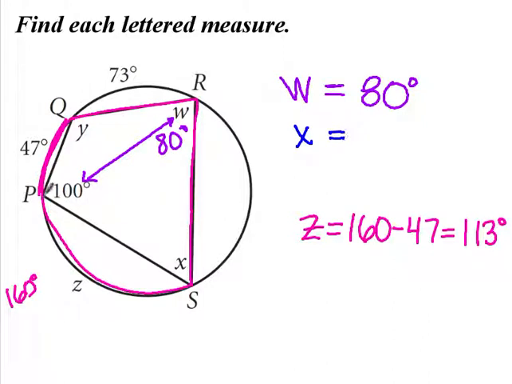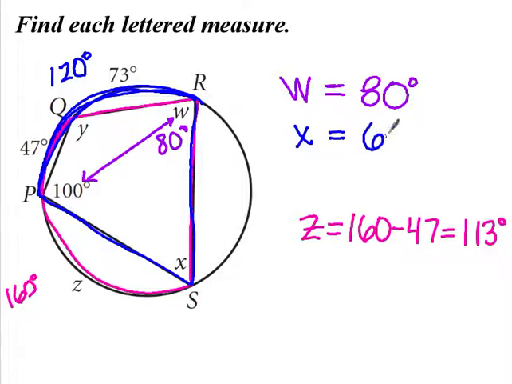Ah, so let's look at this. Here we have another inscribed angle. Here's X, right? And it intercepts this arc right here. Well, what does the big arc measure? What does that entire blue arc measure? 120. So I know that X is 60, half of 120, which is 60 degrees, right?